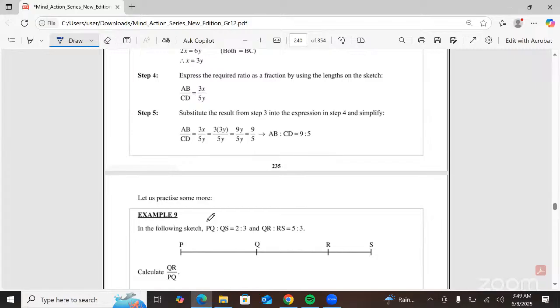So you can say QS over QR, I think, sir. You are saying QS over QR is equal to 2 over 5. Then from there, sir, I'm not sure, sir.